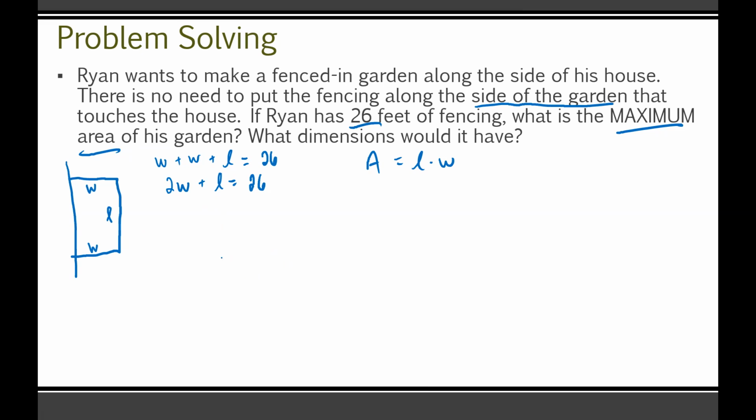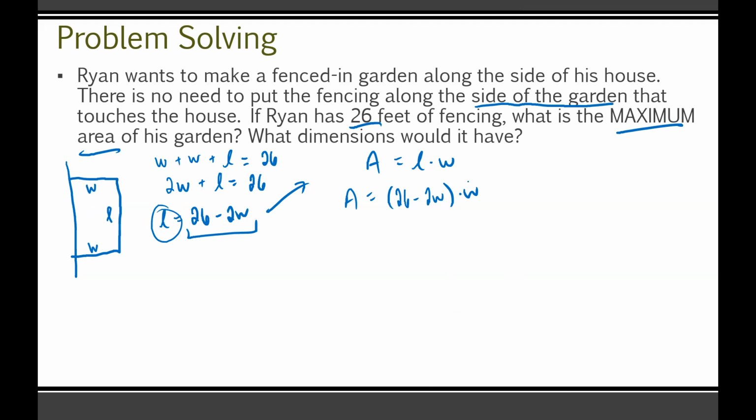I think we could probably all agree it's easier to get L by itself. Let's just minus 2W on both sides. So L is 26 minus 2W. Take this value, 26 minus 2W, and replace L with 26 minus 2W. Watch what happens. We got A equals 26 minus 2W times W, so length times width. This 26 minus 2W is just your length, right? So we just replaced length with 26 minus 2W.